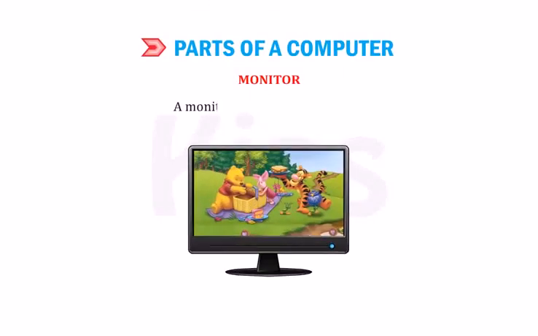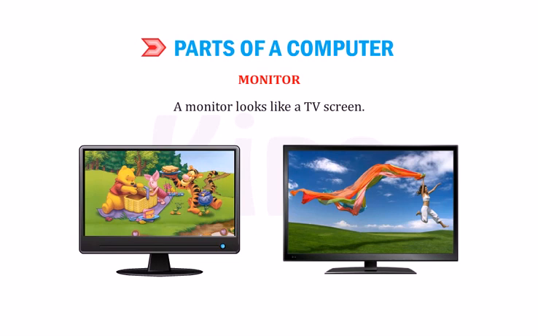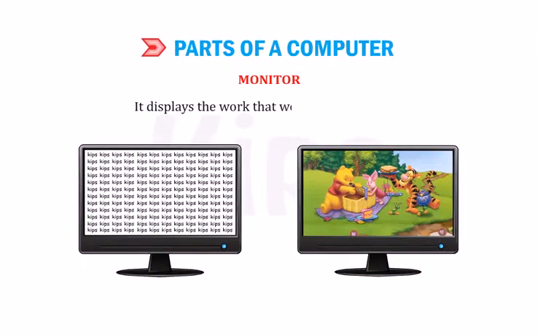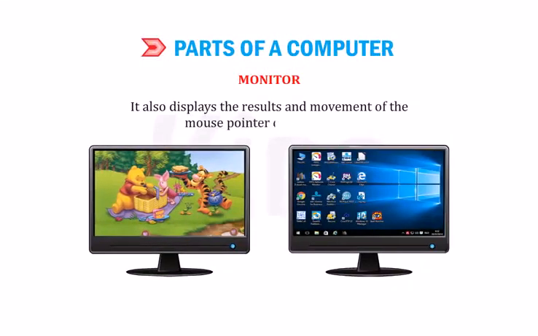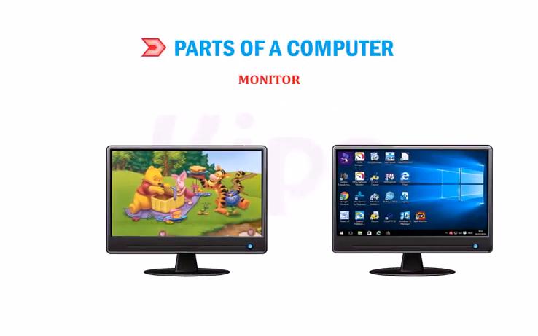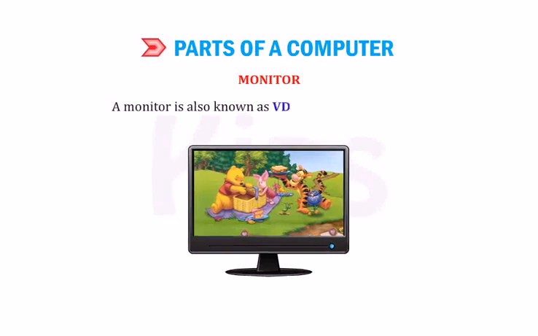Monitor. A monitor looks like a TV screen. It displays the work that we do on a computer. It also displays the results and movement of the mouse pointer on the screen. A monitor is also known as VDU, Visual Display Unit. The information that we see on a monitor is called soft copy.